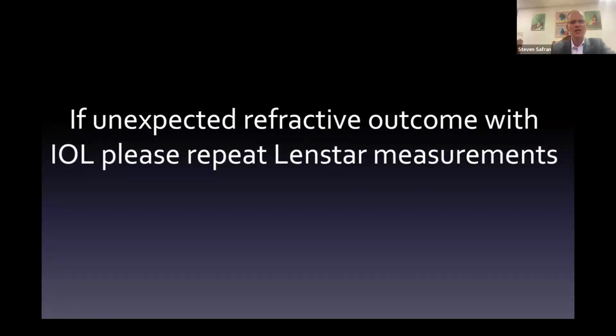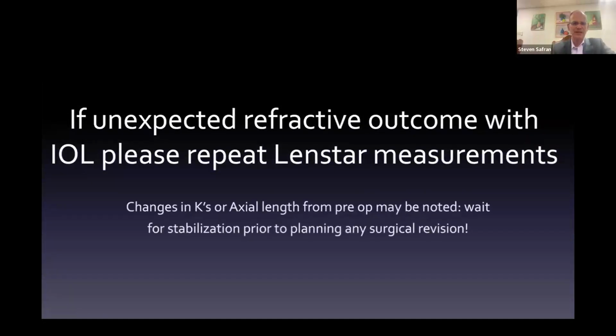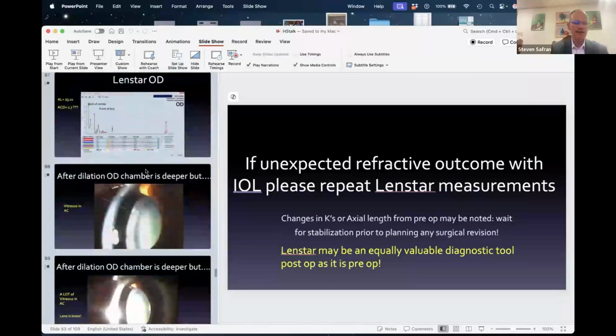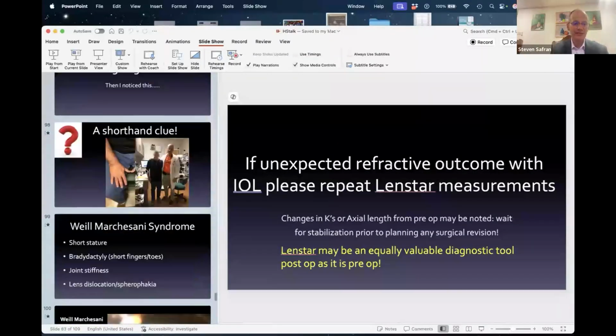So if there is an unexpected refractive outcome with your lens, please repeat the Lenstar measurements. Changes in Ks or axial length from pre-op may be noted. Wait for stabilization prior to planning any surgical revision. You want to understand, why did this happen? And then before you do anything, make sure it's stable. And the point is that the Lenstar may actually be an equally valuable diagnostic tool post-op as it is pre-op. I can tell you that it is for me.